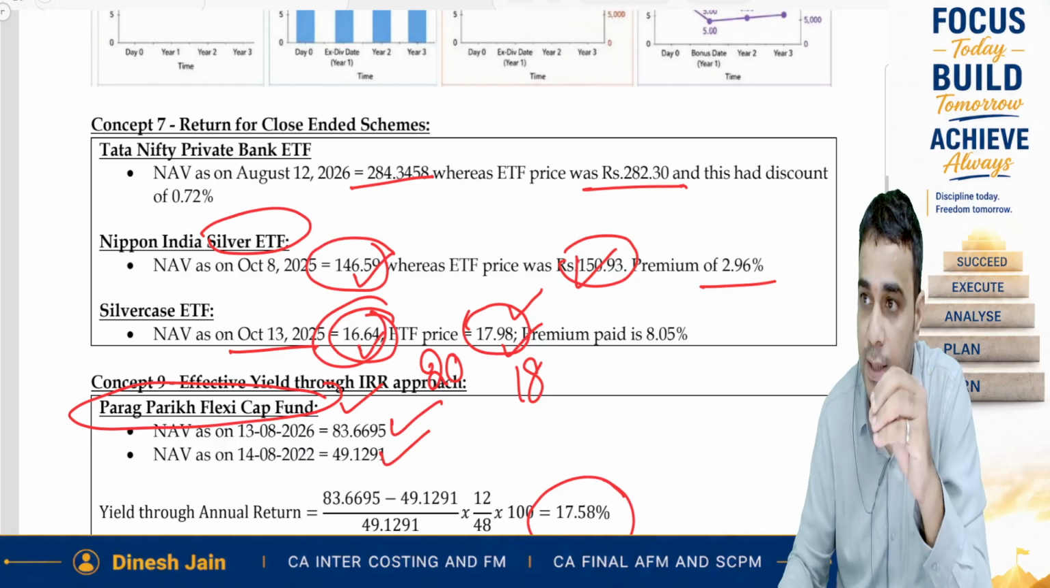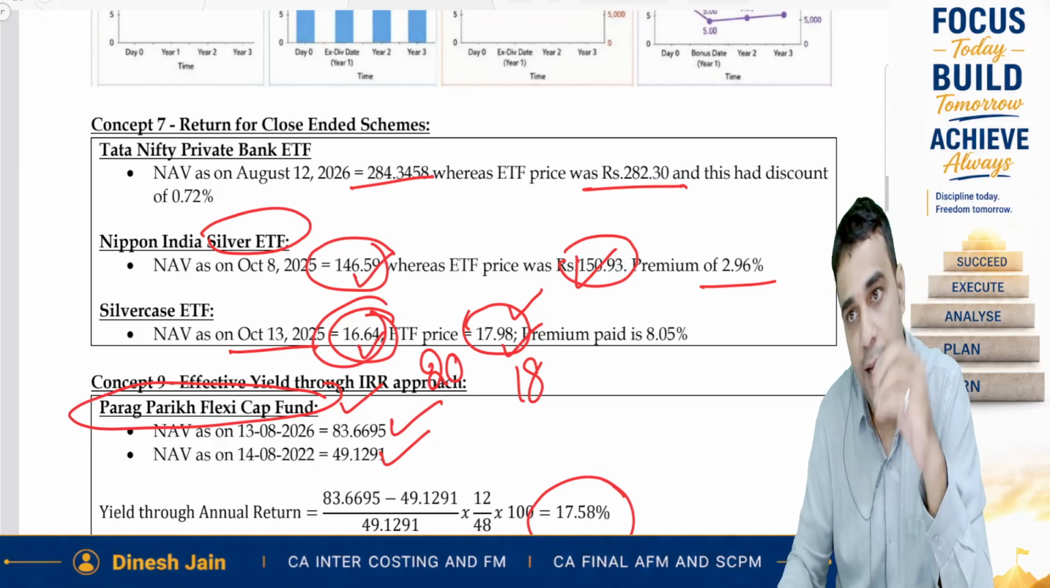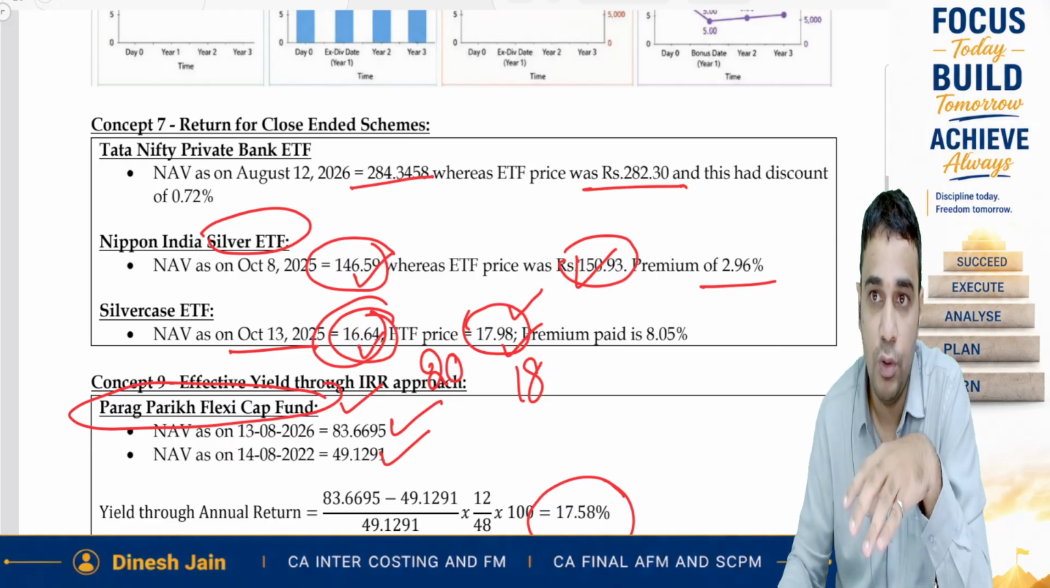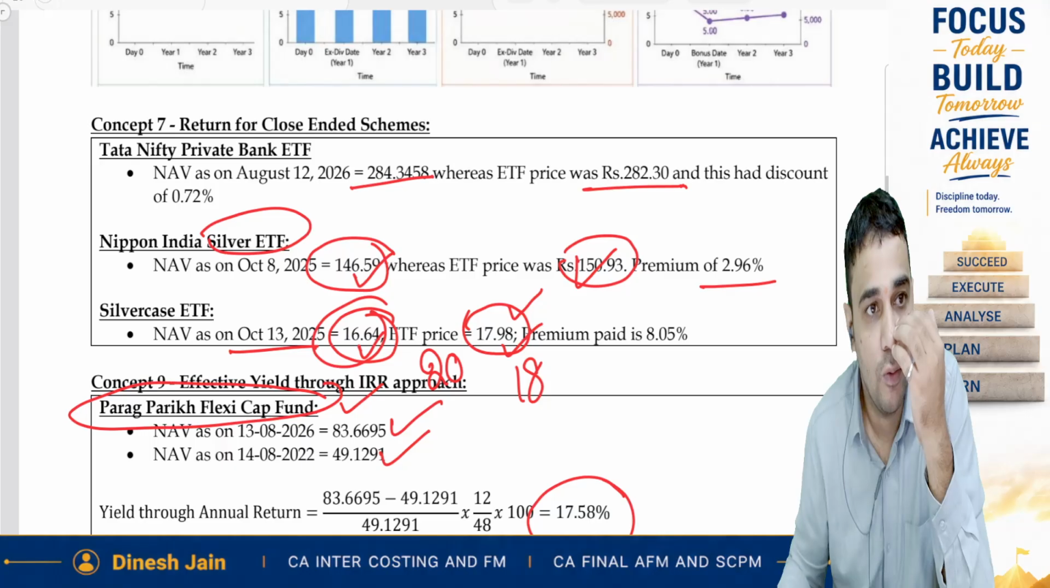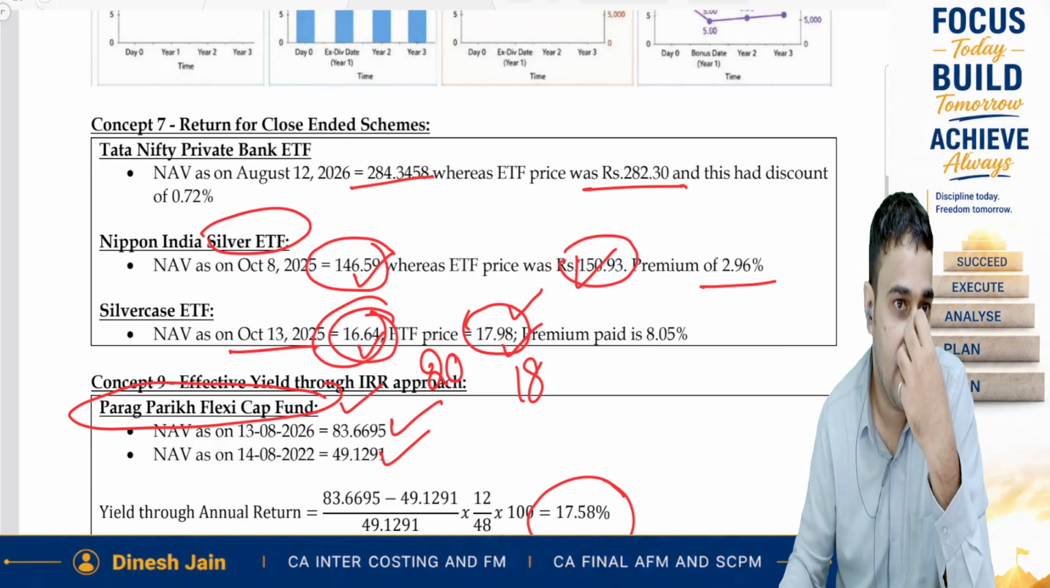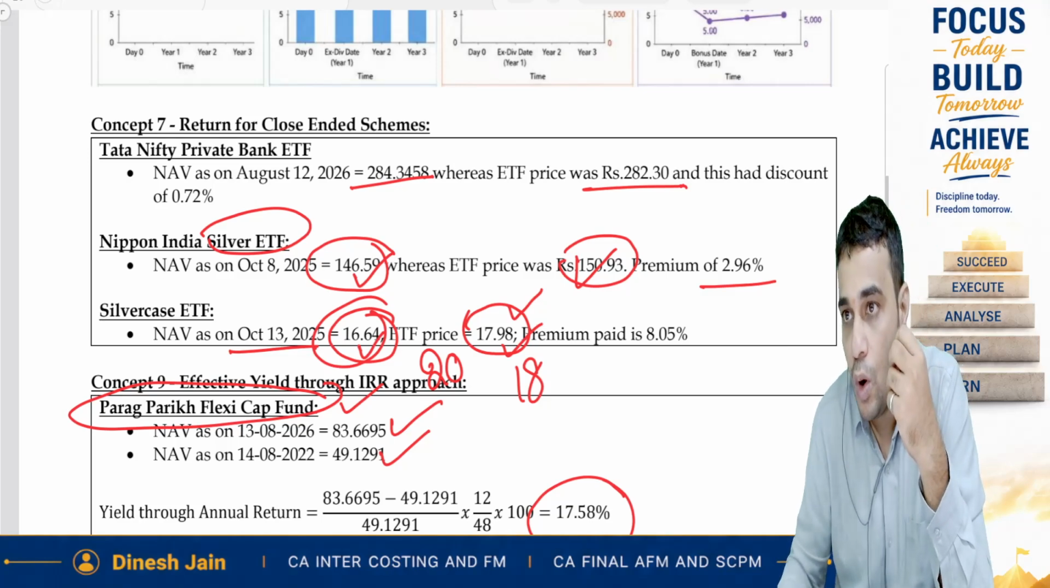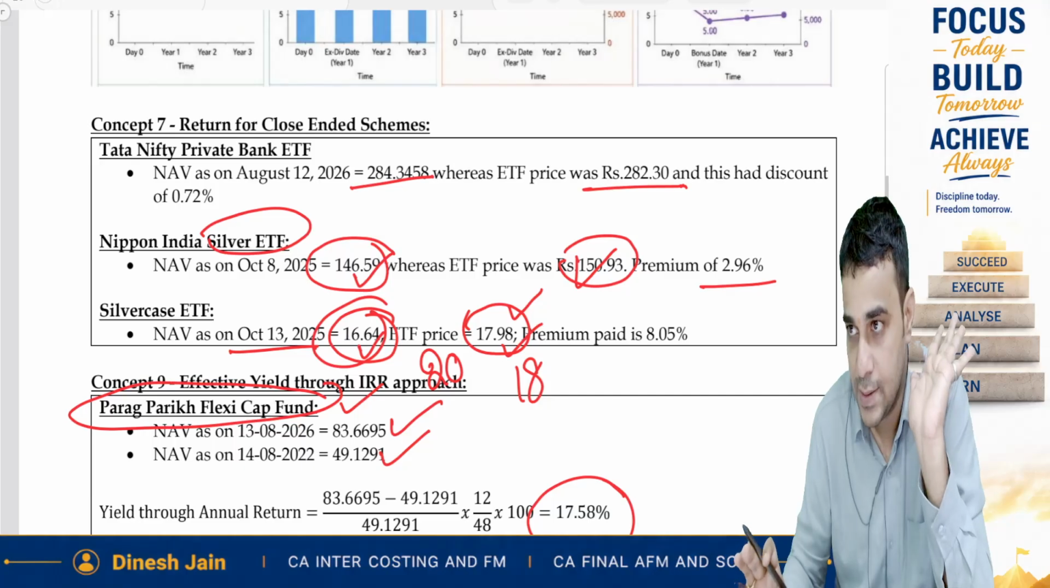When I'm buying, it is at a premium. When I'm selling, it is at a discount. My return will significantly go down. Able to understand the concept first here?